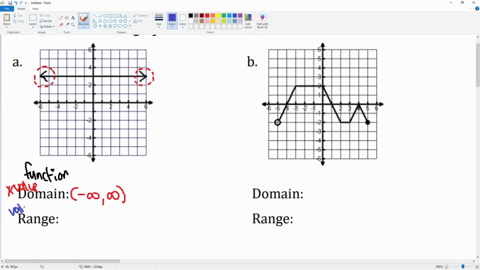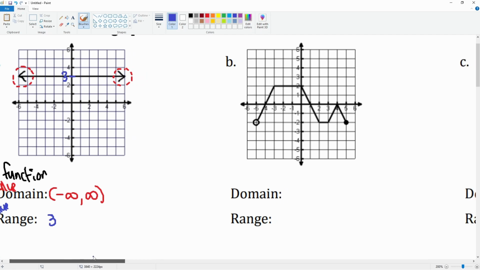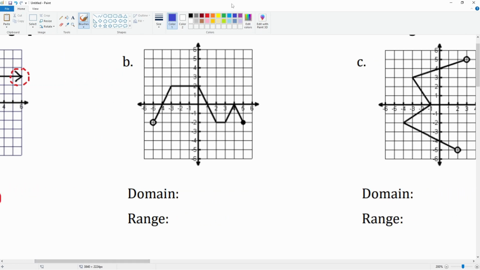Let's take a look at the y values here because that is what the range is. Okay, it only looks like it's one value here. It is a 3. So this is only the value of 3. It doesn't go anywhere. It just stays as 3. The highest value is 3. The lowest value is just 3. Okay, you don't even put it as an interval. It's just 3.